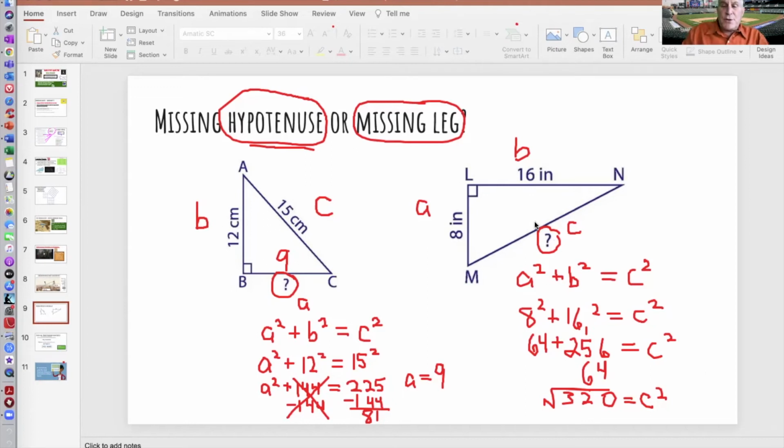Okay, if you do this carefully, you're going to end up getting like 17.88 on your calculator. If I asked you to round that off to the nearest tenth, the answer would be 17.9. But because I said the nearest whole inch, you go over to the 7. And because this is a 5 or greater, you round it off to 18.